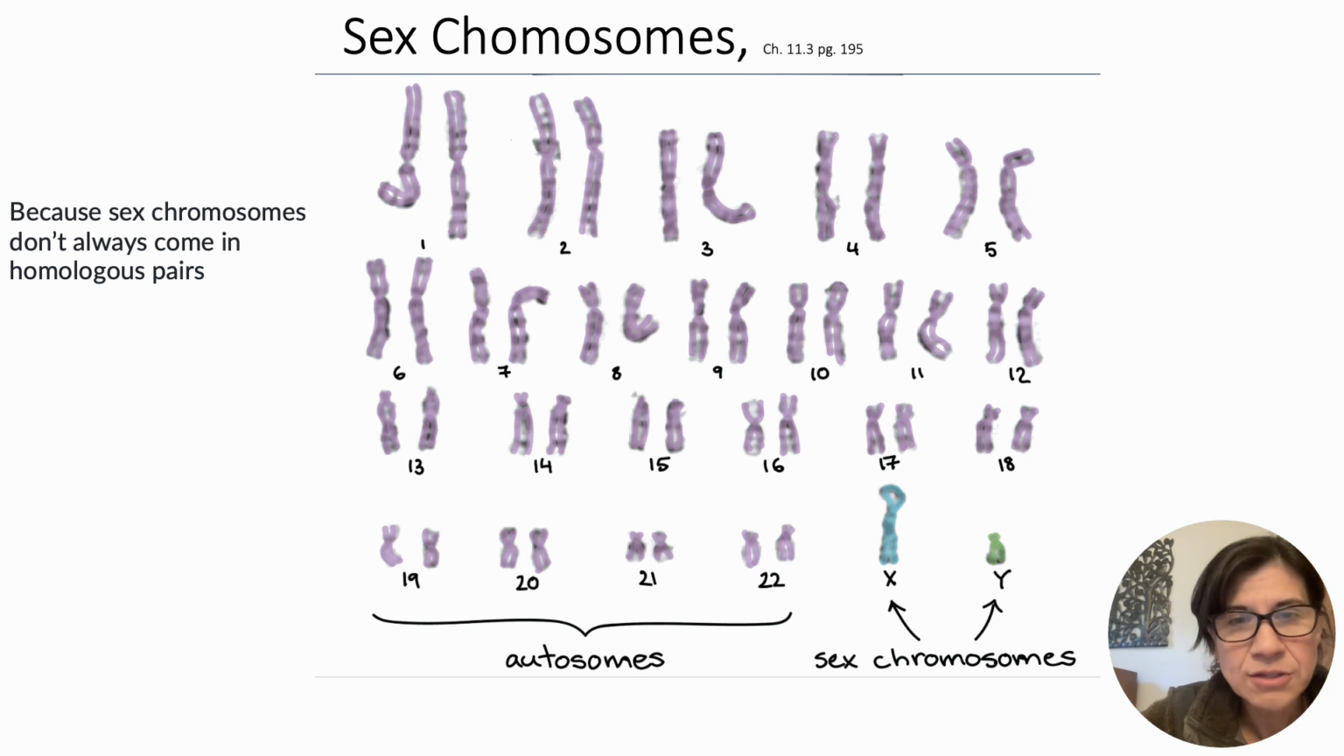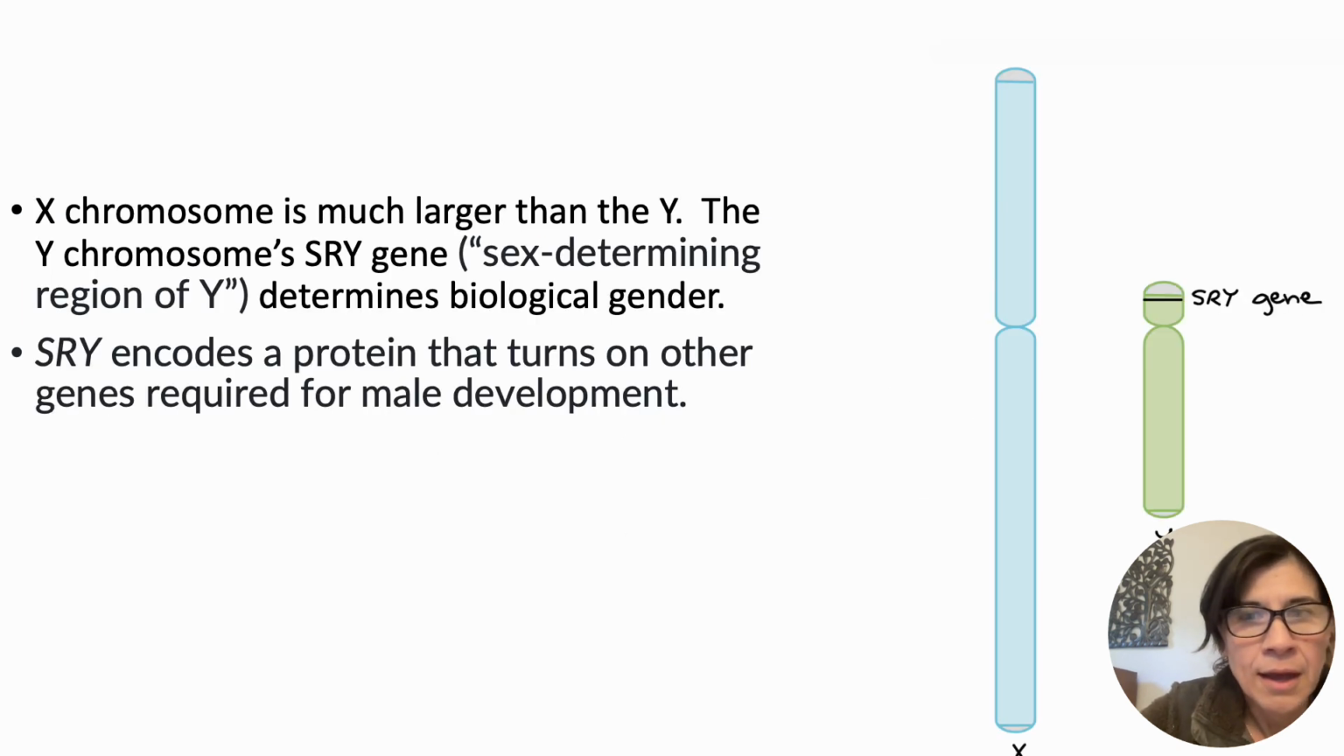And the X here you can see is much larger than the Y. The X chromosome actually carries about 900 protein coding genes, where the Y only has about 60. So there are many genes that are found on the X chromosome that aren't found on the Y. Here, I'm giving you a little picture of the X chromosome and the Y chromosome, again indicating that the X is much larger.